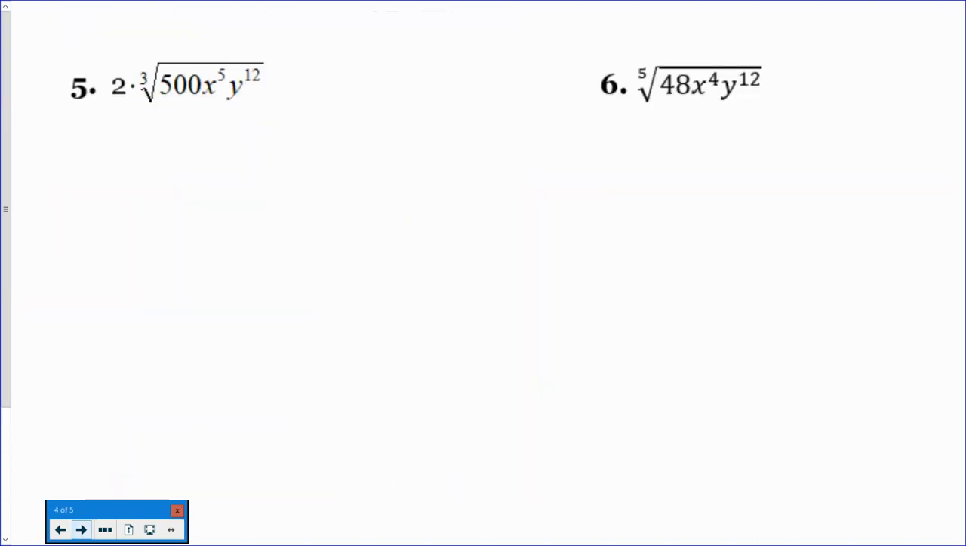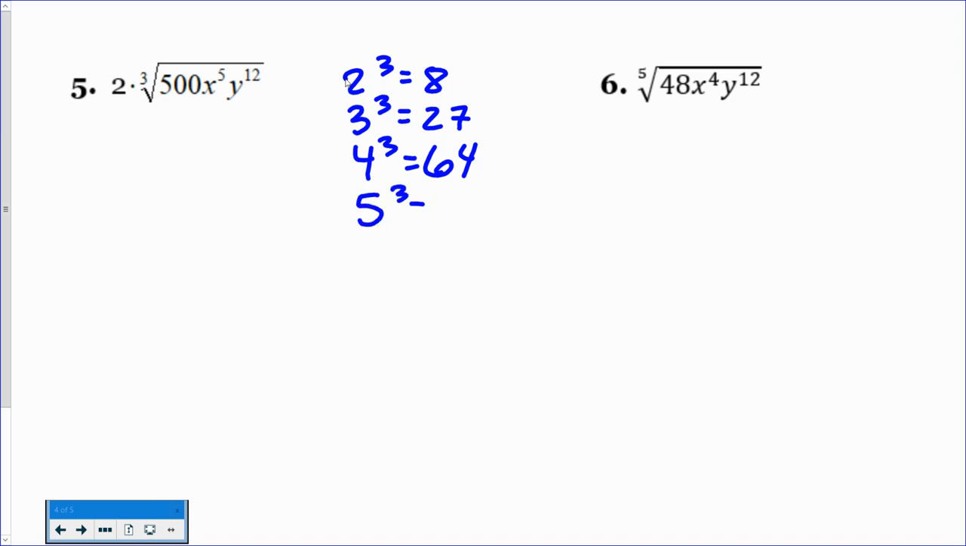All right, we got 2 more here. So for number 5, I'm doing a cube root again. So if it's helpful, look back at some of your perfect cubes. I'll just write them down again right here so they're in front of us, but you should see them on your paper. Okay, so start checking, do any of those divide 500? 8, 27, 64, 125. Okay, so 125 would divide 500 4 times.